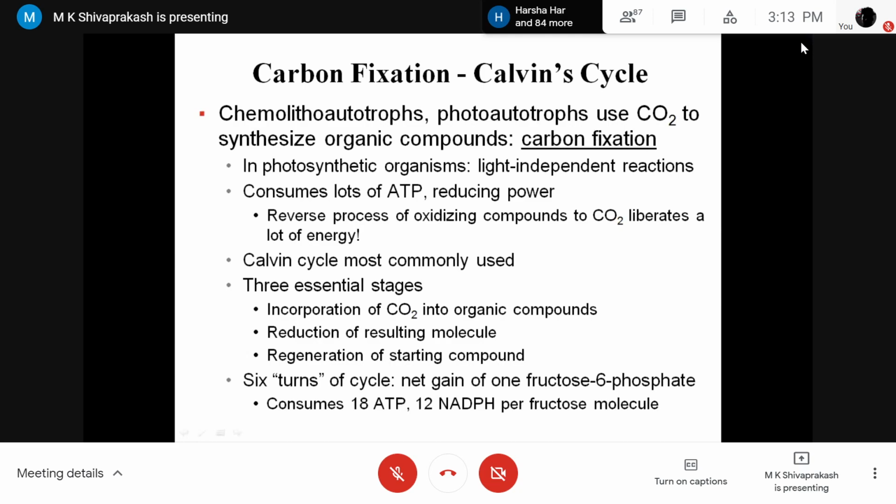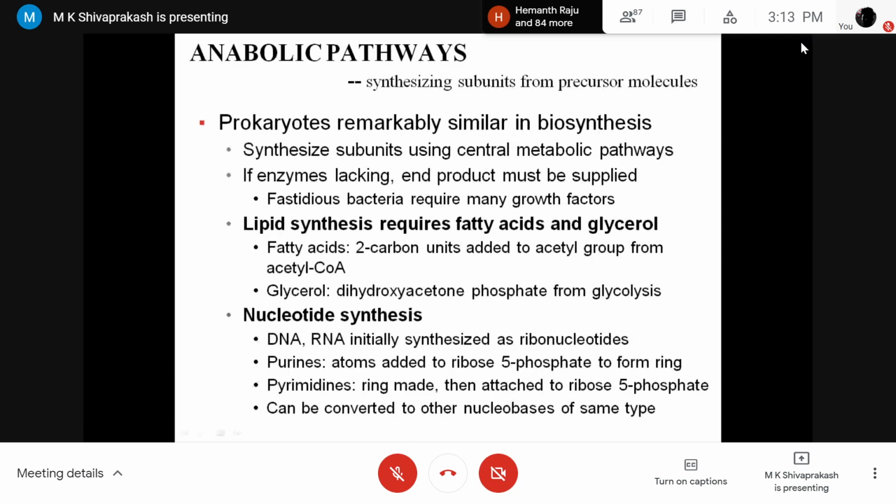Glyceric acid, 2 molecules of phosphoglyceric acid are formed in this particular stage. And of course they consume a lot of energy, 18 ATPs and 12 NADPH, which are used by these organisms.